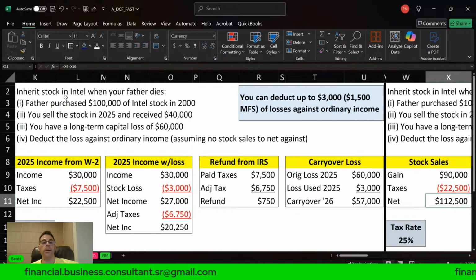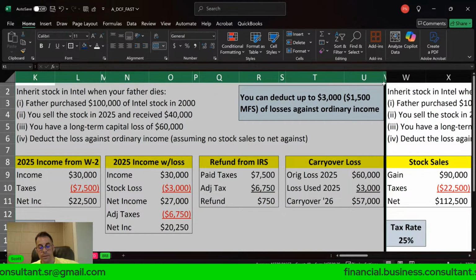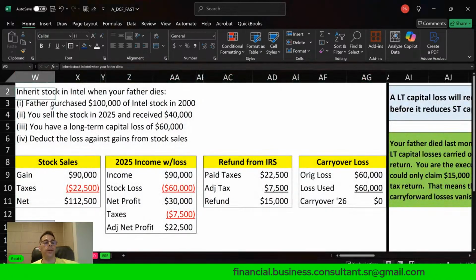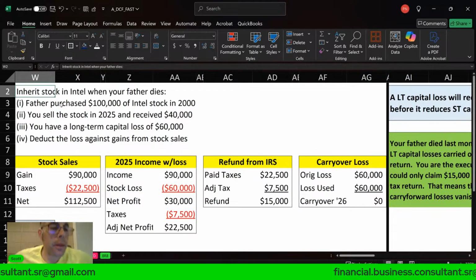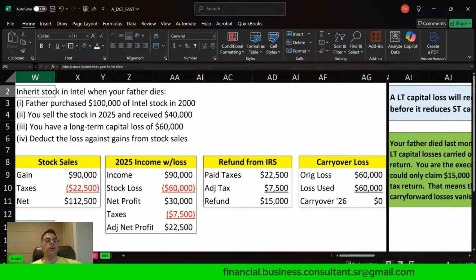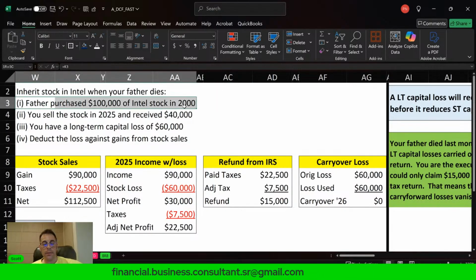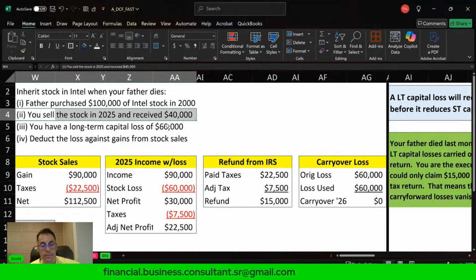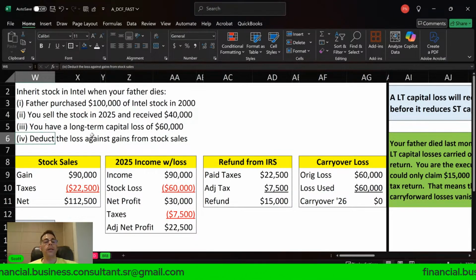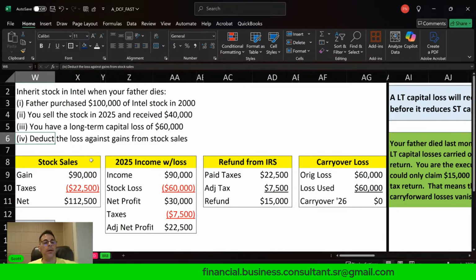Now let me show you an example. So instead of this first example, this is your situation. You might have a job also, making money, but let's just say you inherited the stock from your father, $100,000 from Intel. You sold it right away, and you got $40,000 in cash. So you have a long-term capital loss of $60,000. So you can deduct the entire $60,000. This is the way you do it.